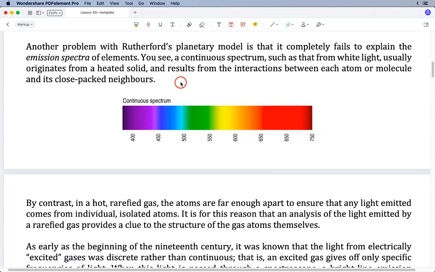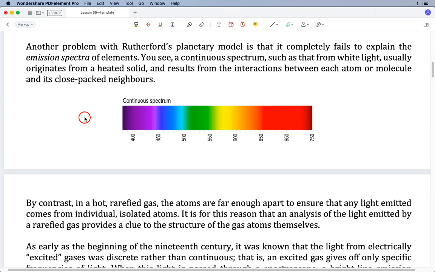So a continuous spectrum, such as that from white light, usually originates from a heated solid. So this image shows a continuous spectrum. Continuous just basically means that you can see a range of colors in the spectrum. So you can see the colors from red to violet. This is a continuous spectrum.